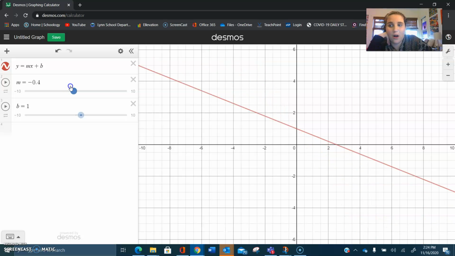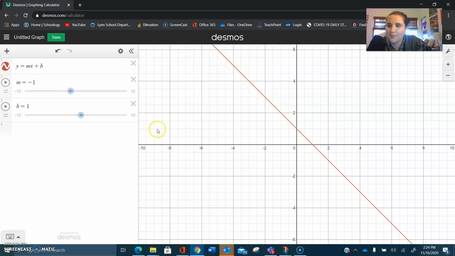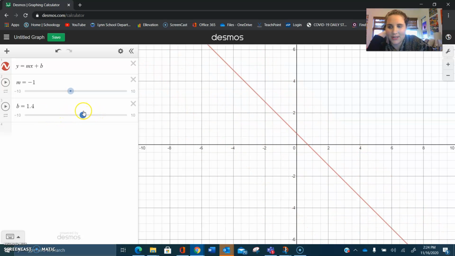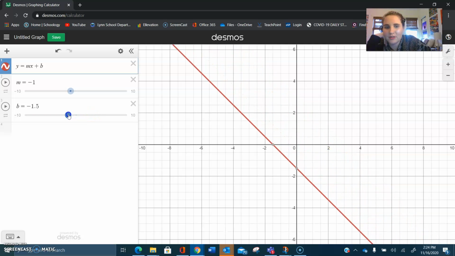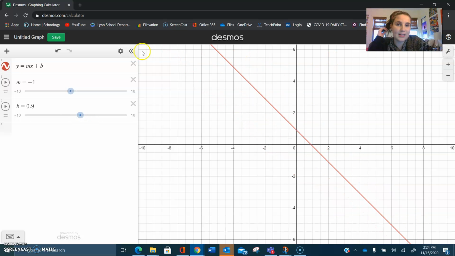So the closer to 1 that the slope is, or the closer to 0, the less steep it is. And when it's negative, you can see that now I have a negative slope. B makes my line move up and down. So this changes the y-intercept. So if I put it on 3, I can see there's my y-intercept at 3. And if I move it down, it'll continue to move my y-intercept down. So b is the y-intercept and m is the slope.